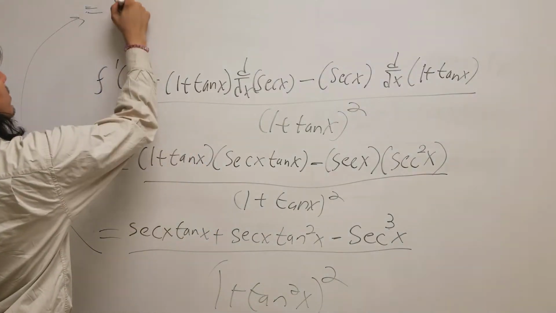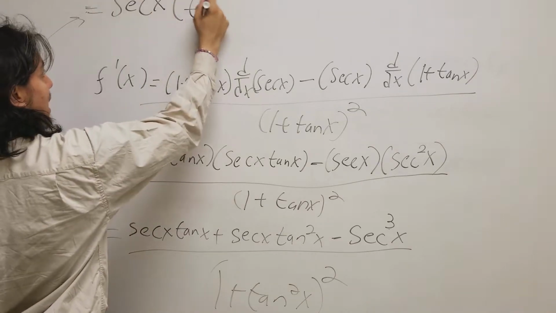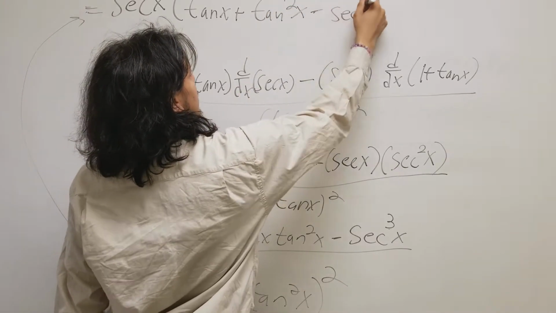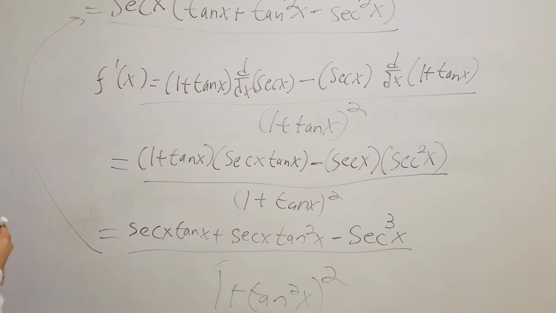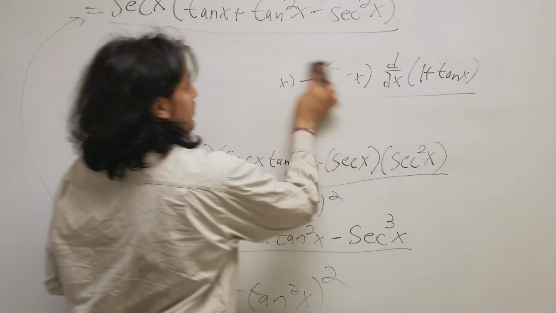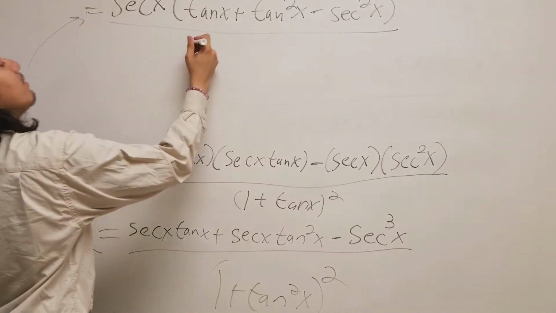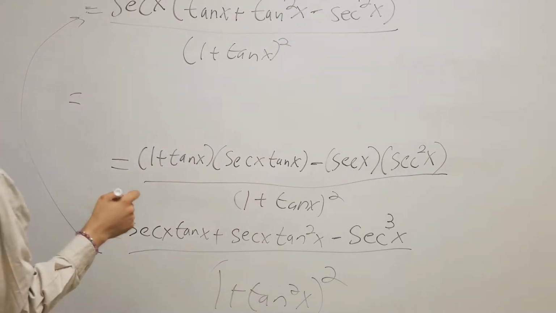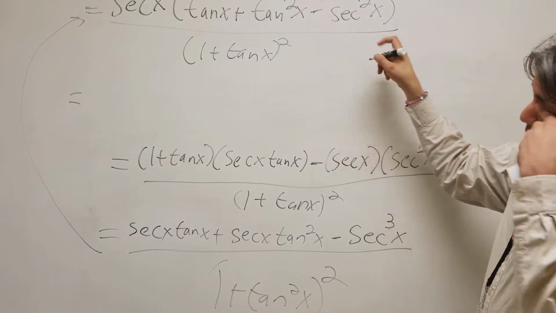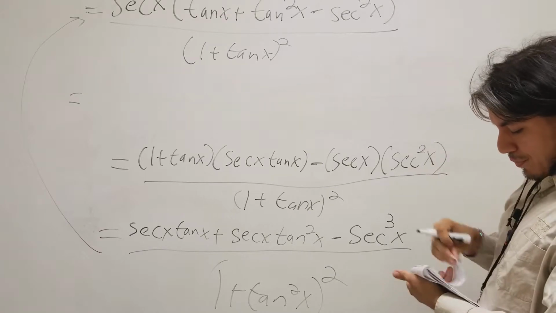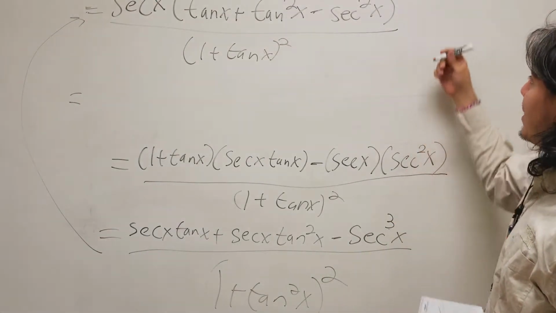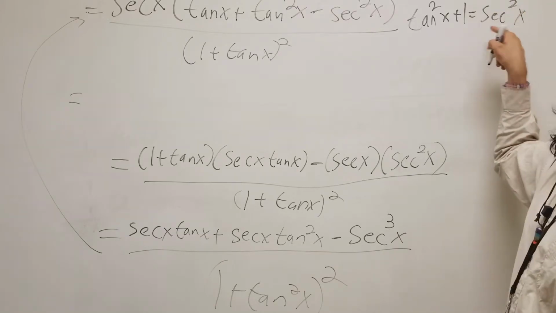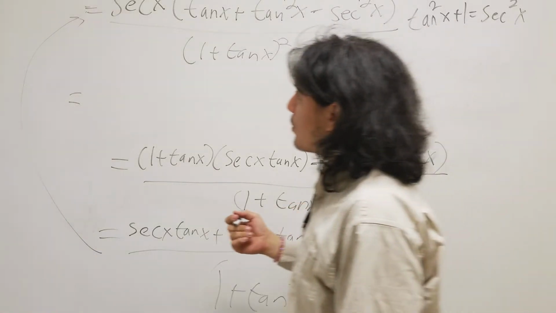So let's factor out a secant x in each term. So it will be tan x plus tan square x minus secant square x, all over the denominator. Okay, the next line now. Let's remember what this identity is. The identity is tan square x plus 1 equals secant square x. So we're going to use that here because I can see something's going to cancel out if I do that.